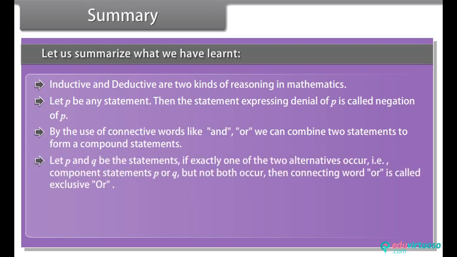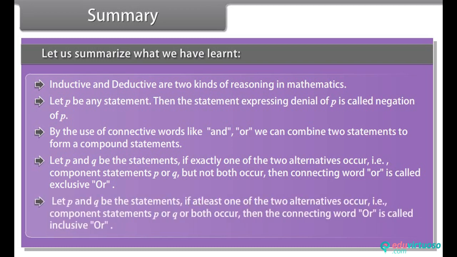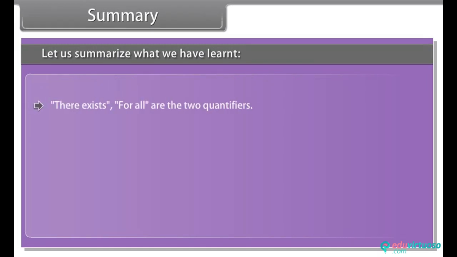Let P and Q be statements. If exactly one of the two alternatives occurs, that is, component statements P or Q, but not both occur, then the connecting word or is called exclusive or. If at least one of the two alternatives occurs, that is, component statements P or Q or both occur, then the connecting word or is called inclusive or. There exists and for all are the two quantifiers.